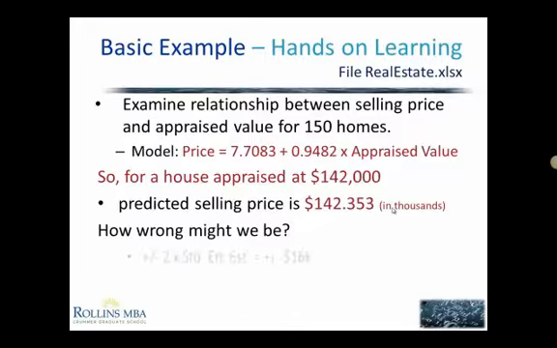Well, how wrong might we be? If we go to the standard error of estimate that we saw, we could say we're 95% sure that we'll be within plus or minus 2 standard deviations of the predicted value. So plus or minus 2 times the standard error of the estimate. We can say we're 95% sure we'll be within plus or minus 16,000 of this predicted value. And that seems like a pretty large discrepancy, but as you can well imagine, there are a number of things that go into the selling price of homes beyond just the appraised value.